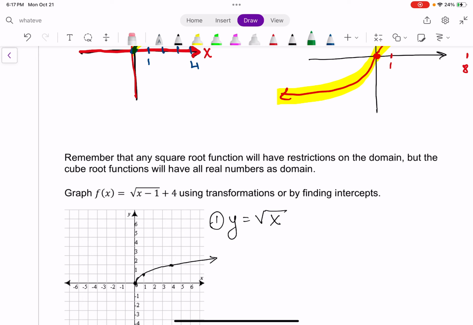Then let's go to green. What is the next transformation? The square root of x minus 1 means that the graph is just simply going to move 1 unit to the right.